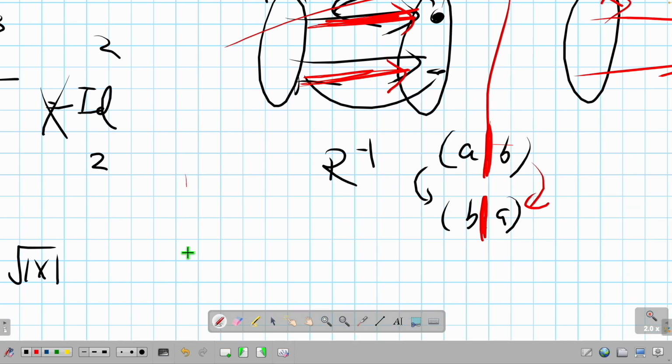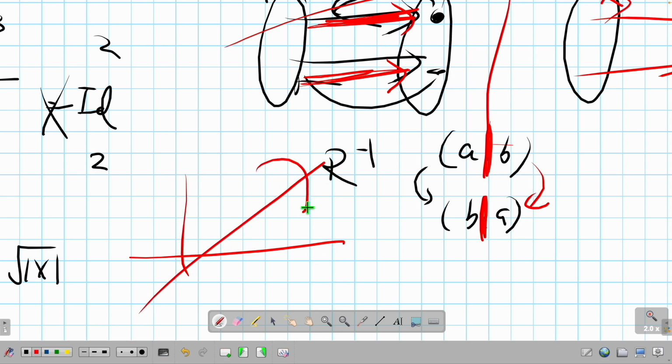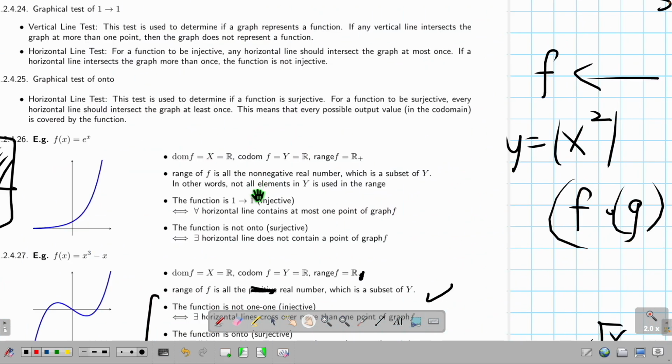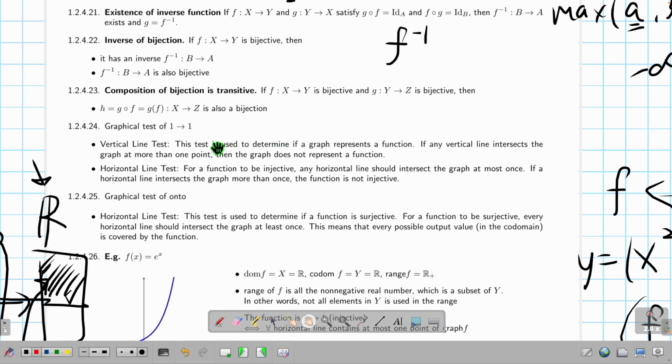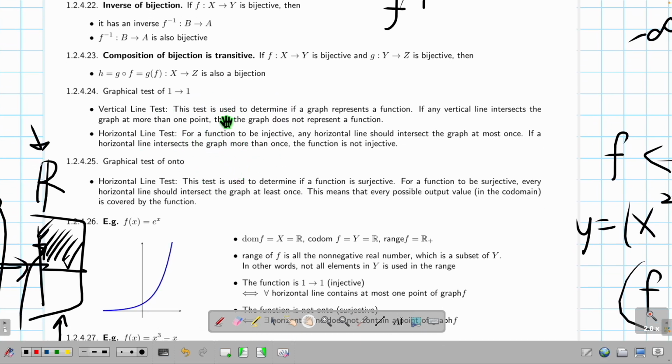And then for the XY plane, you flip like this. But this is hard to visualize. So anyway, that's it. And then how do you know a function is one-to-one and onto? Well, here are the tests. You can read them by yourself later.